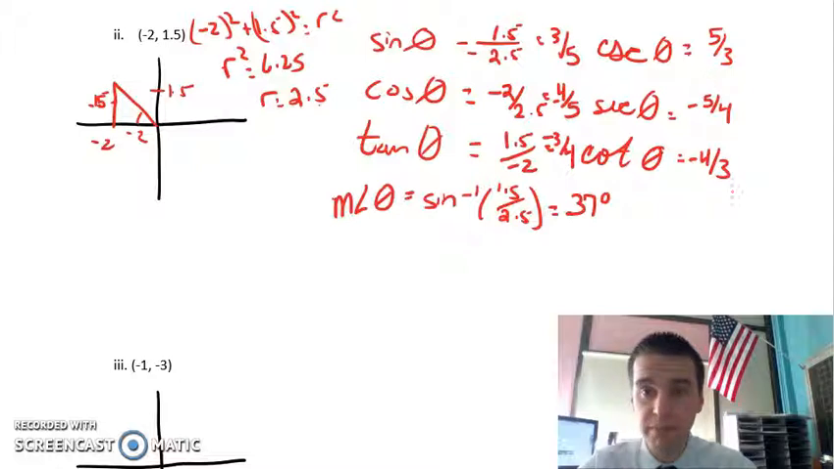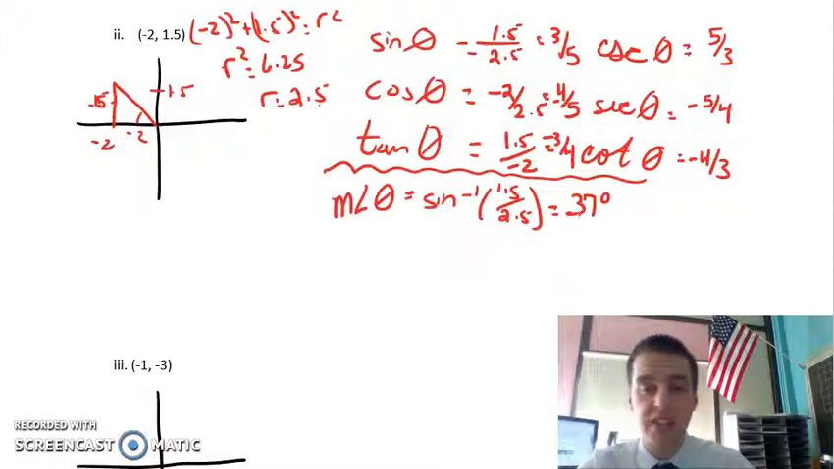You flip all of them. So hopefully you got those. Notice that secant and cotangent are negative. We're in the second quadrant, so only sine is positive. And so therefore, when you find your measure of angle theta, it is going to be the sine inverse.